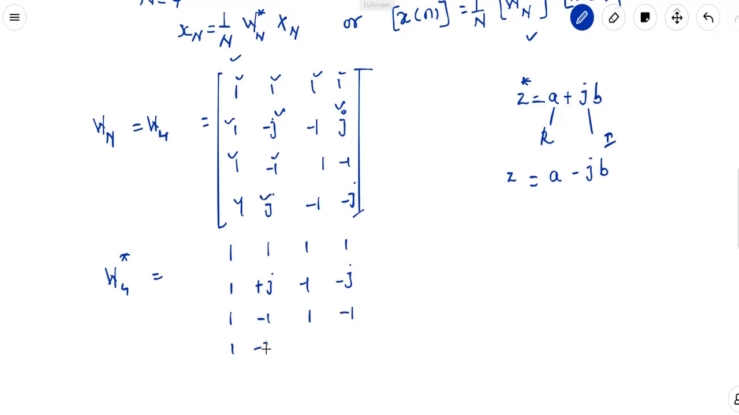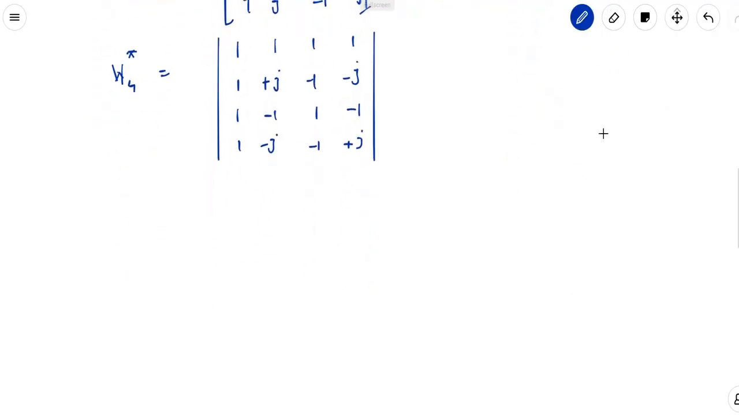So this becomes minus j minus 1. You have a minus j here, so this becomes plus j. Okay. So this is the matrix when I take a conjugate for omega 4. Okay. So now we will start doing the calculations.